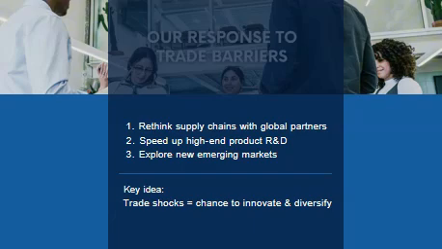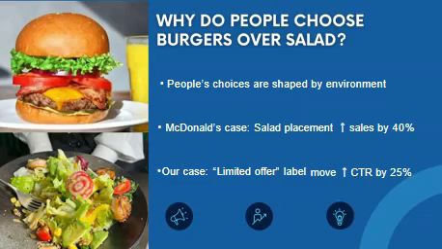Let me now turn to insights from behavioral economics. Let's look at an interesting question. Why do we still choose burgers at lunch even though we know salad is healthier? This actually shows a key idea in behavioral economics. People's choices are strongly affected by how the environment is designed. According to McDonald's experiment data, simply moving the salad from the corner to next to the burgers increased salad sales by 14%. It's a powerful number.